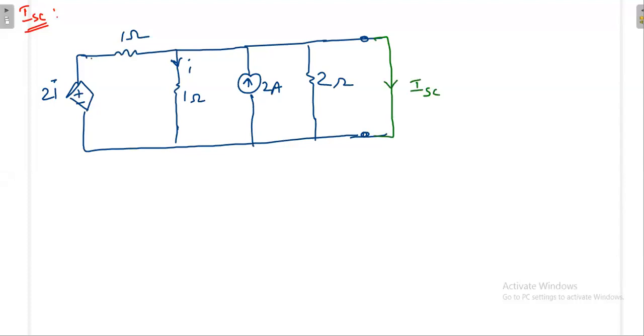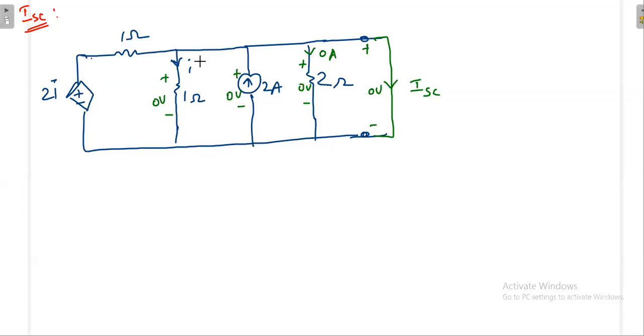Now the problem will be a little bit tricky. See, once it is short circuit, what is the voltage here? Plus minus, if you calculate, that will be 0 volt only. If it is 0 volt, the same 0 volt will appear here. That means what is the current here? If it is 0 volt, the current is 0 ampere. And again, this is also 0 volt, no problem. Again, this is also 0 volt.